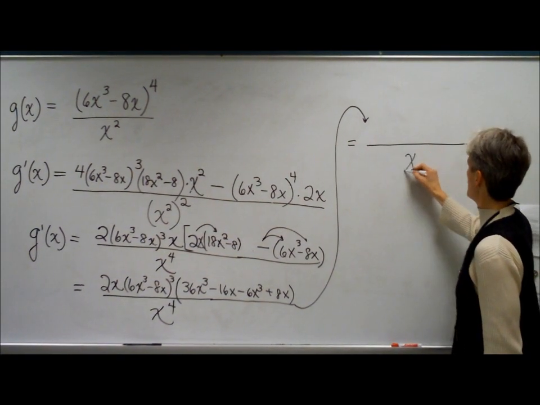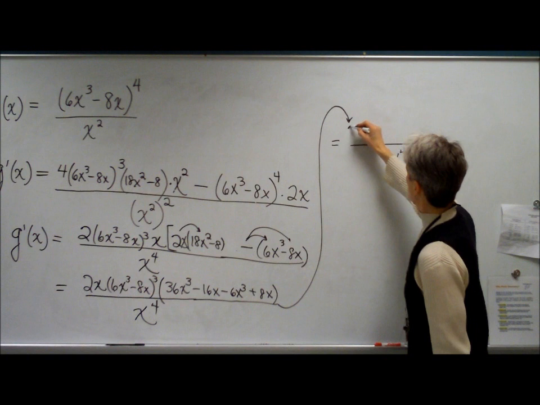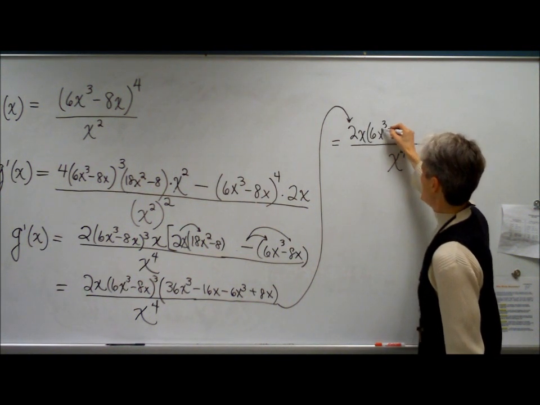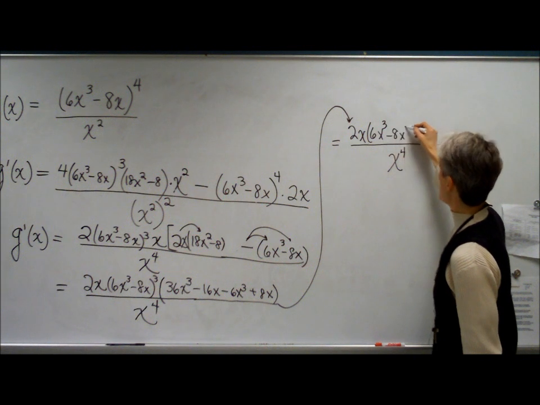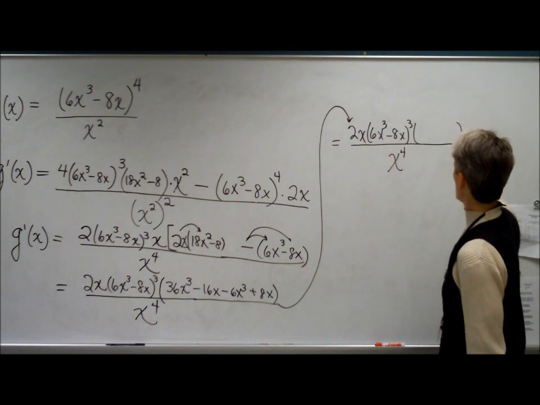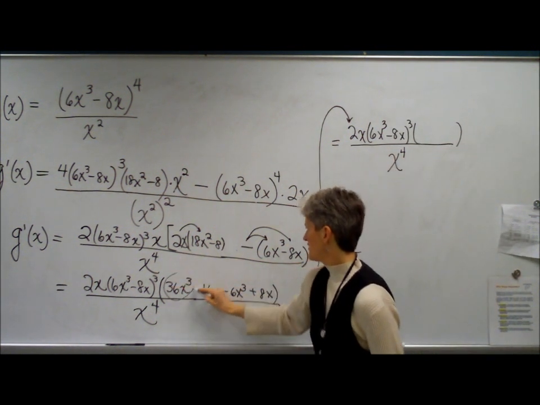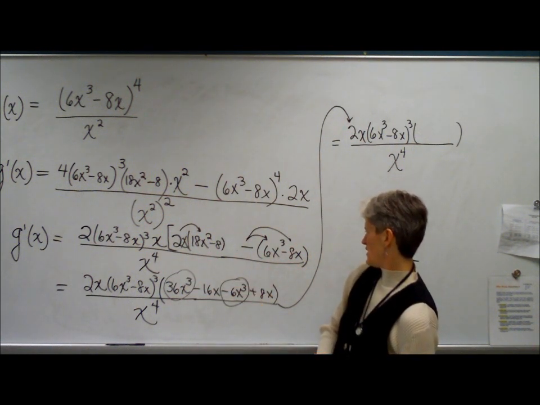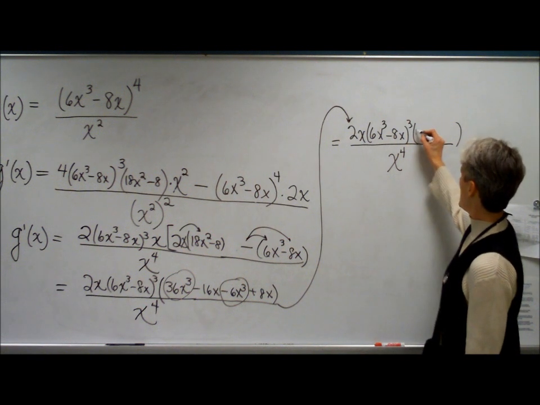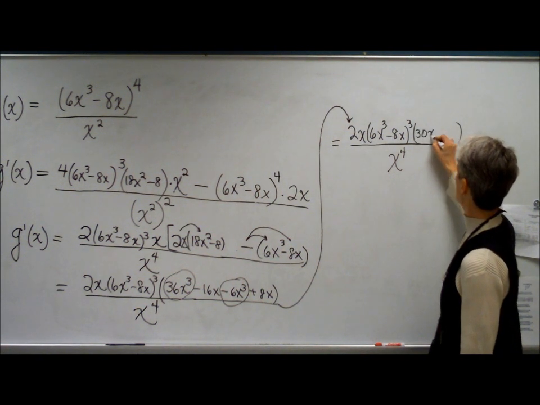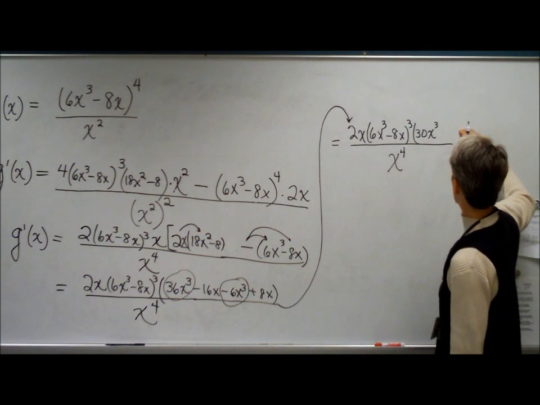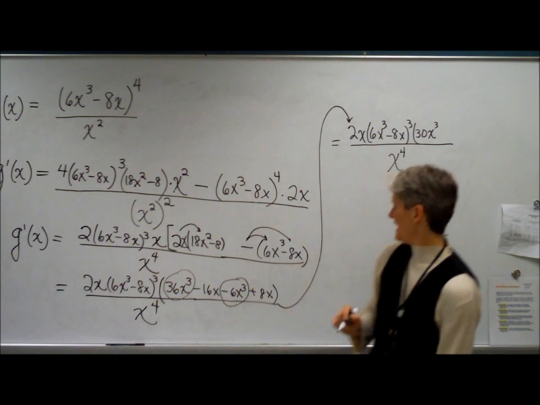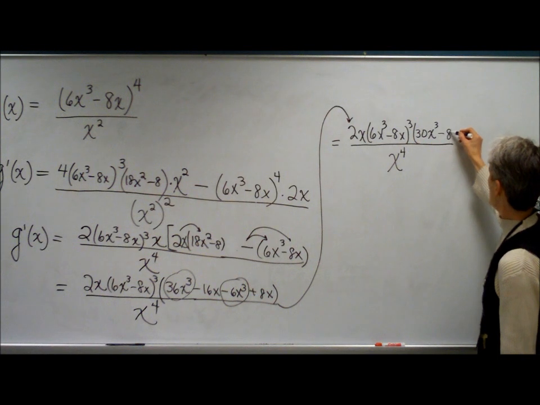I have x to the 4 on the bottom. You have 2 and x. This is all unchanged. Basically, I'm just trying to clean up that one factor. I have some like terms, 36x cubed and a minus 6x cubed, so that leaves me with 30x cubed. I have negative 16x plus 8x, so that's minus 8x.